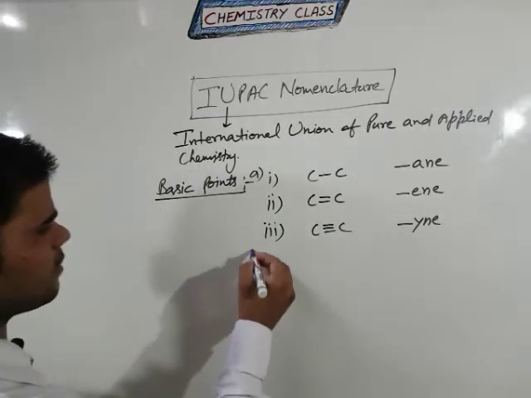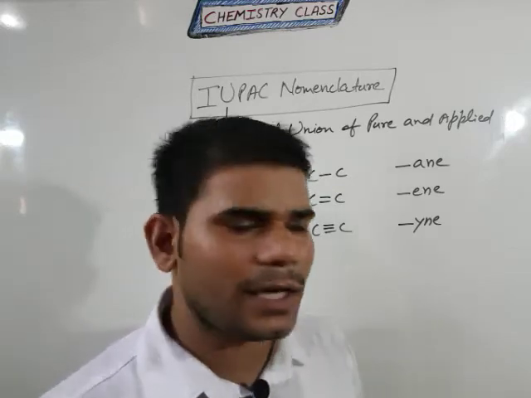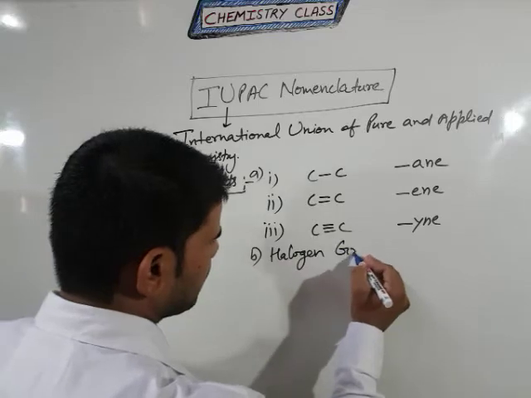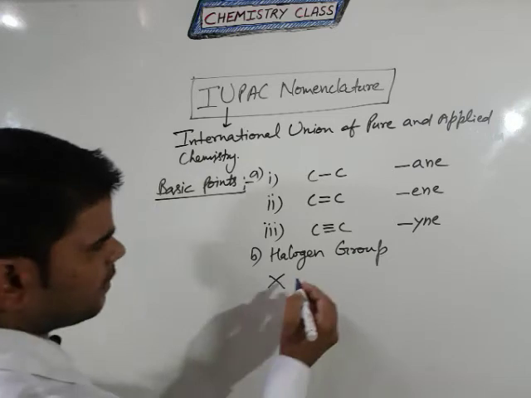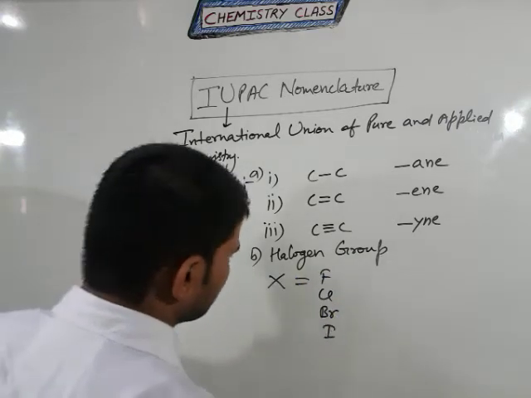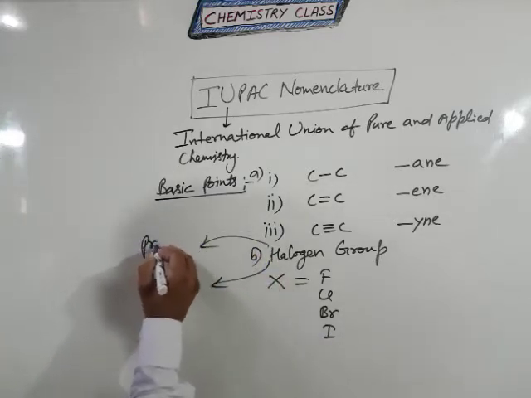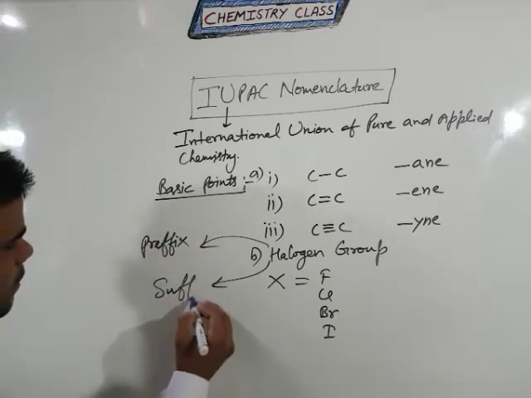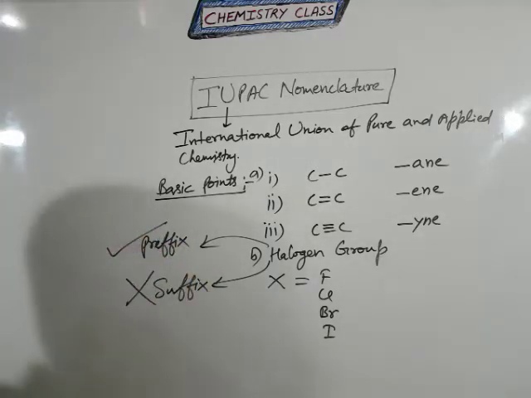Now come to the functional group. We are discussing haloalkanes and haloarenes, that means the halogen group. The representation of halogen is X, and X means F, Cl, Br and I. So students, the halogen group is preferred only as a prefix, but not as a suffix. So prefix but not suffix.